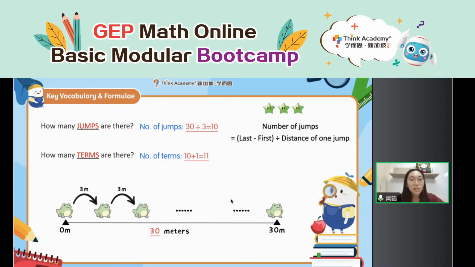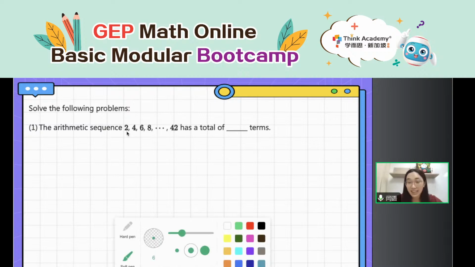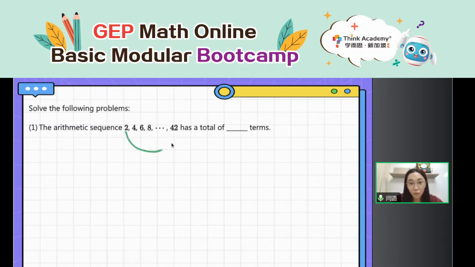Yeah. So following this, let's have a look. The arithmetic sequence 2, 4, 6, 8, until 42 has a total of how many terms? Well, firstly, again, from 2 to 42, think about it. What is the total distance? Well, how can you find the total distance? That is actually, there are some small jumps. So how many small jumps are there? And following this, do remember to plus 1. Okay, so here, everyone, I give you another 30 seconds. Let's just have a try, okay?